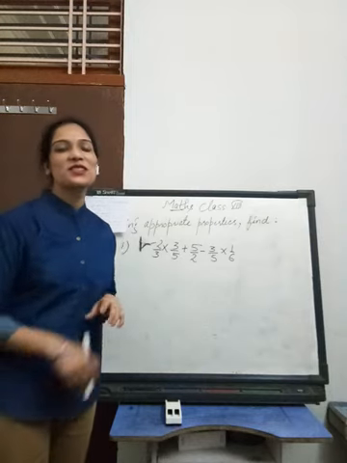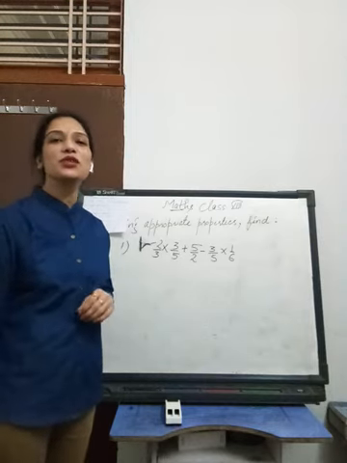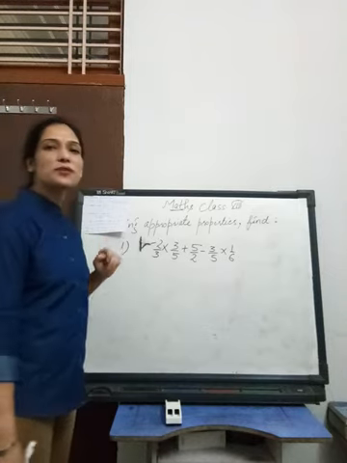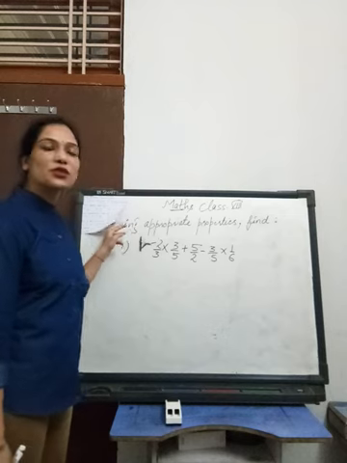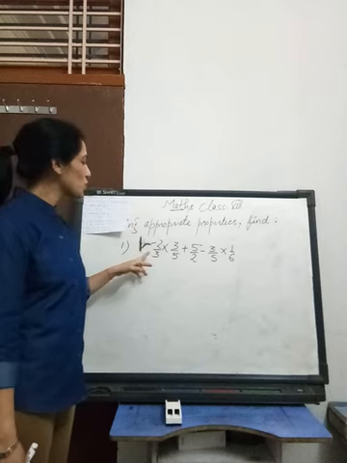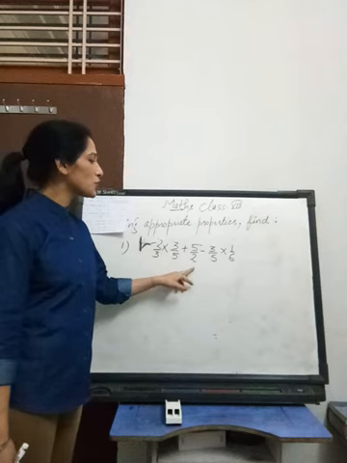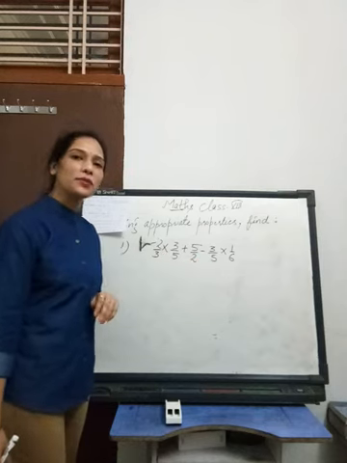Good morning everyone. Today I will explain some questions related to properties of rational numbers. Here I write some questions and one by one I will explain. The very first question we have: using appropriate properties, find the value of minus 2 by 3 multiply 3 by 5 plus 5 by 2 minus 3 by 5 multiply 1 by 6.